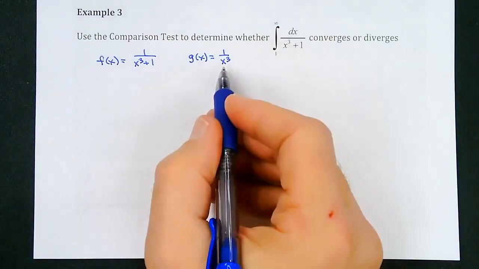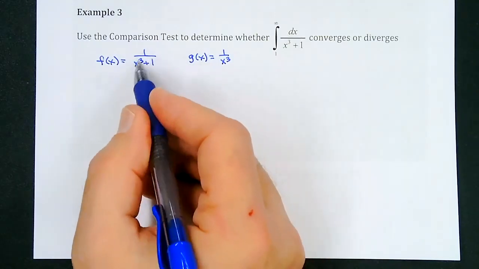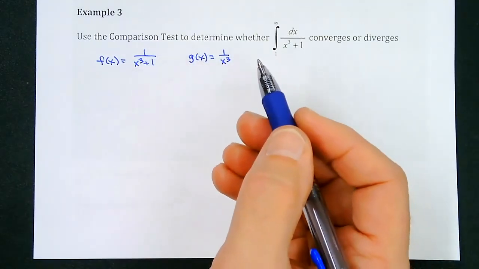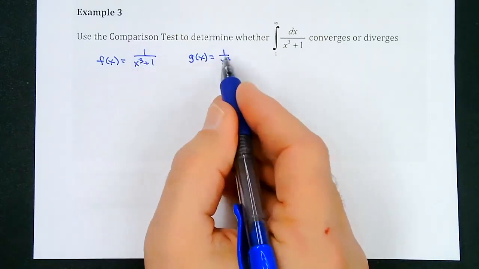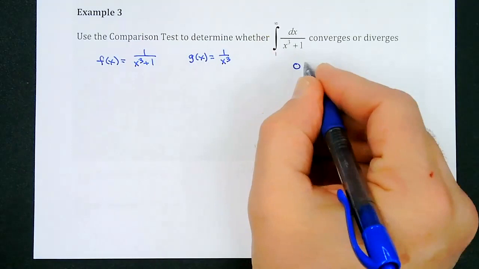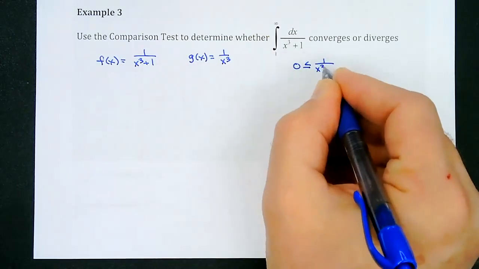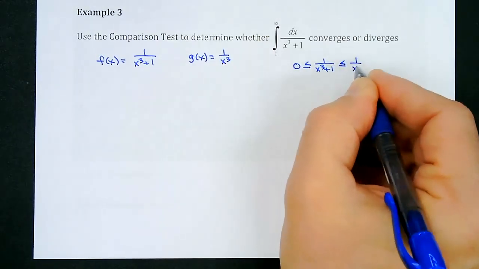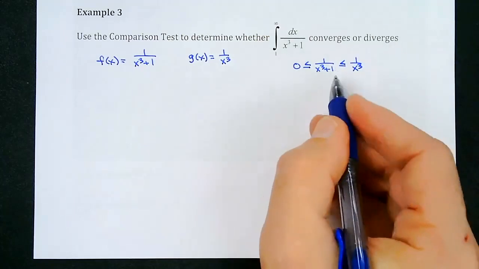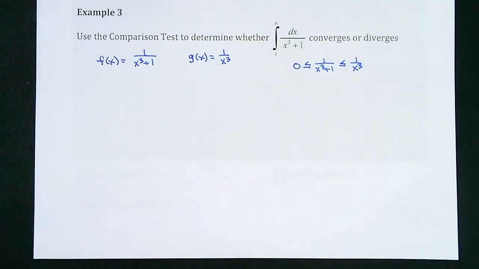Because I wrote this as 1 over x cubed, basically what I did is I compared this to 1 over x cubed. I took the 1 off. And I know this overall fraction is going to be smaller than this one. So we know 0 is less than or equal to 1 over x cubed plus 1, which is less than or equal to 1 over x cubed. That will always be true because this denominator is just slightly bigger than this one, for every x.